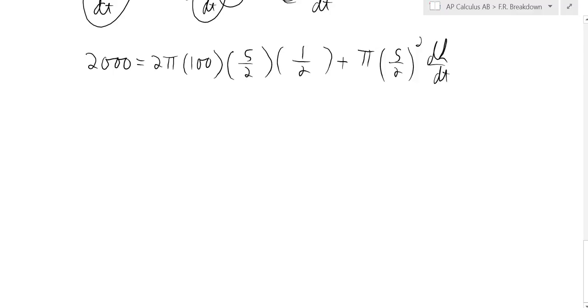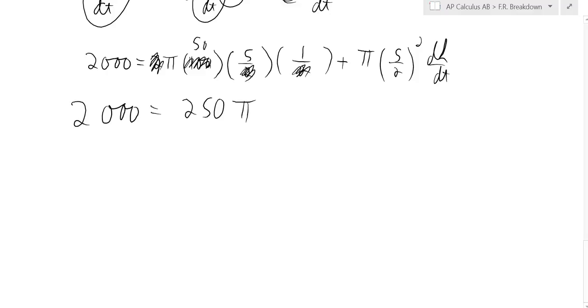Again, you've got a calculator for this, but we can do this pretty much without a calculator. That's 2,000 equals. Over here, look what's going to happen. This 2 is going to cancel with this 2. This 2 is going to cancel this out to a 50. So you have a pi times 50 times 5. So it's 250 pi.